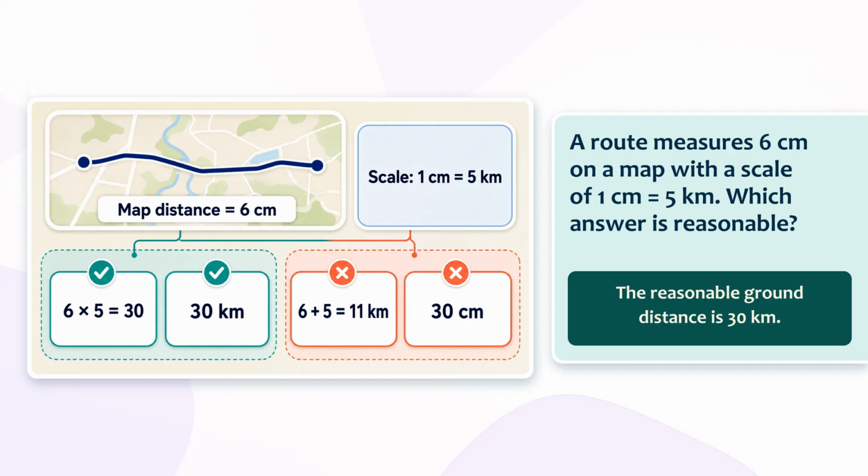A route measures 6 cm on a map with a scale of 1 cm equals 5 km. Which answer is reasonable? Now we can test the complete answer. The reasonable ground distance is 30 km. 6 groups of 5 give 30, and kilometers is the ground unit. You are ready to measure map distances, convert them, and check whether the results make sense.